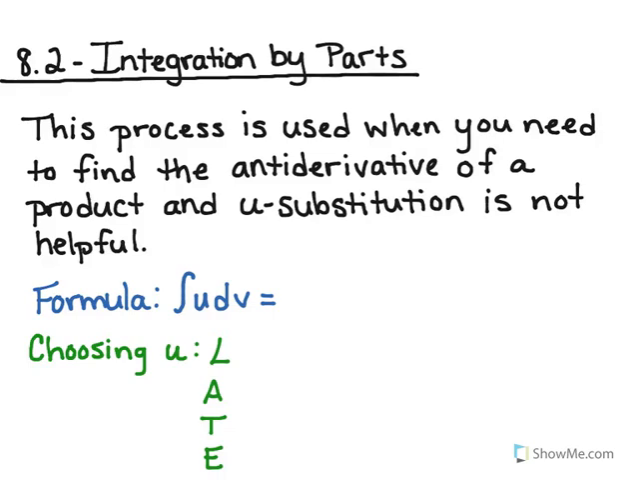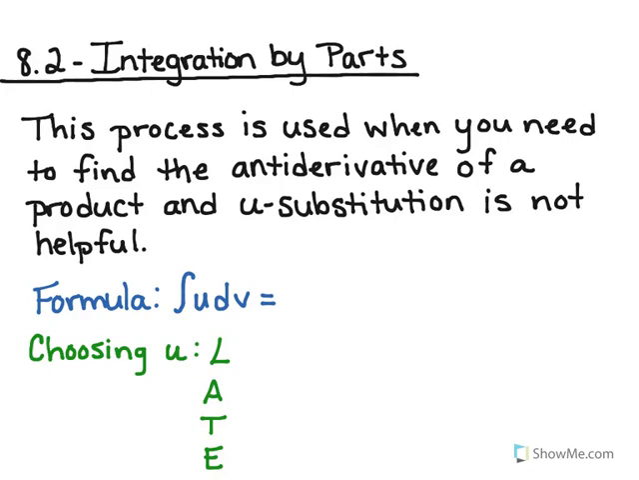Today we're going to take a look at starting integration by parts. This process is going to be something that we use when we need to find the antiderivative of a product, and U substitution is not going to be helpful. So there's a special formula that you need to know.